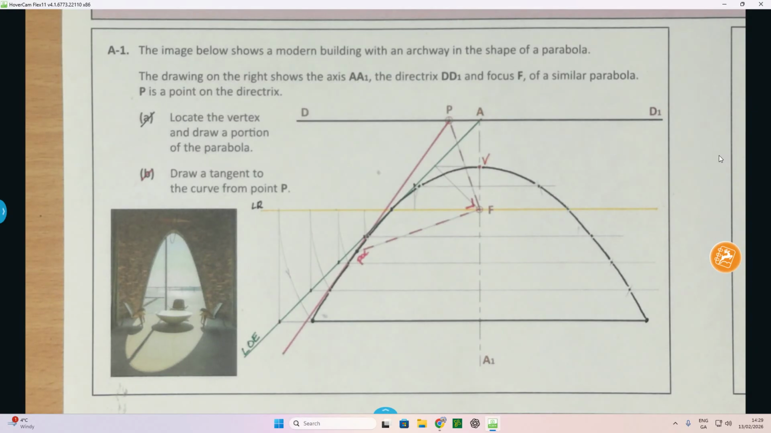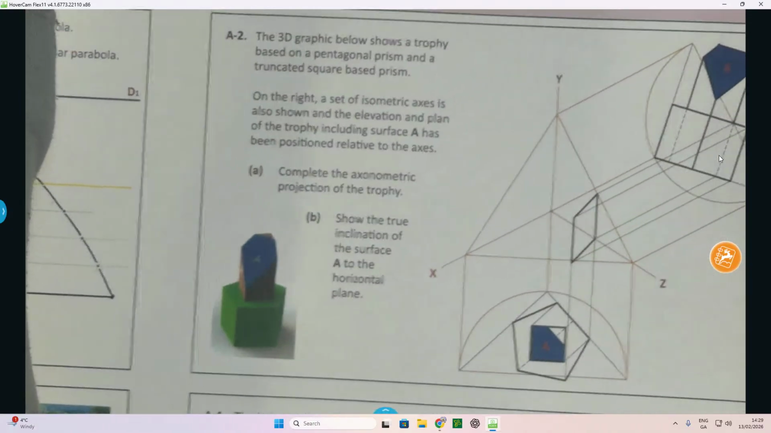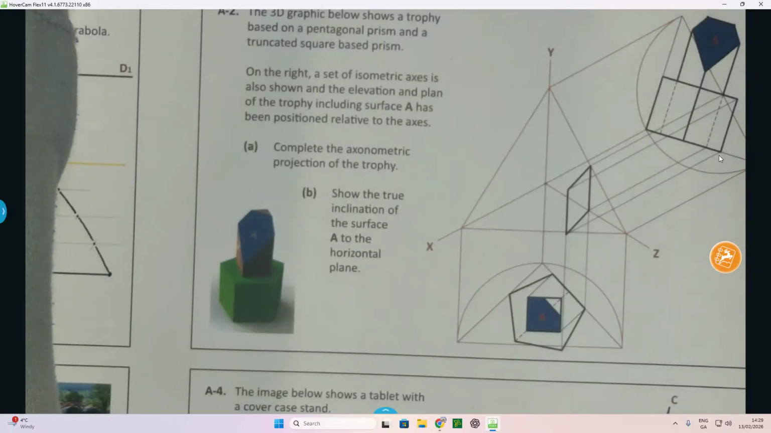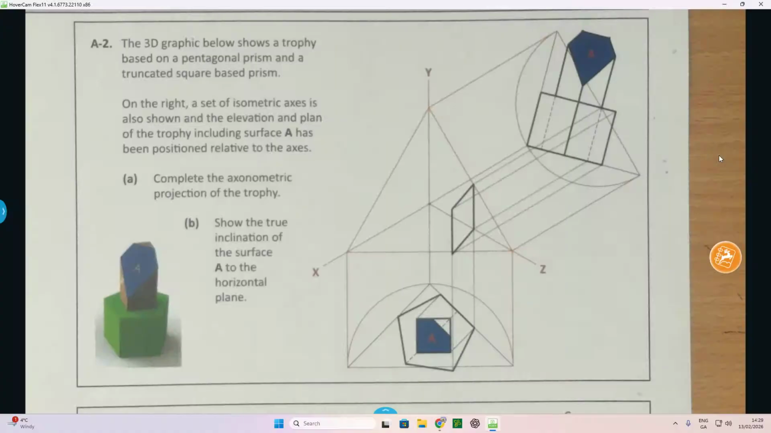Okay. Now what we're going to do is move on to the second question on the exam paper, which was question A2. So over to this one here. Just the camera there, apologies. Okay, second question on the exam paper.